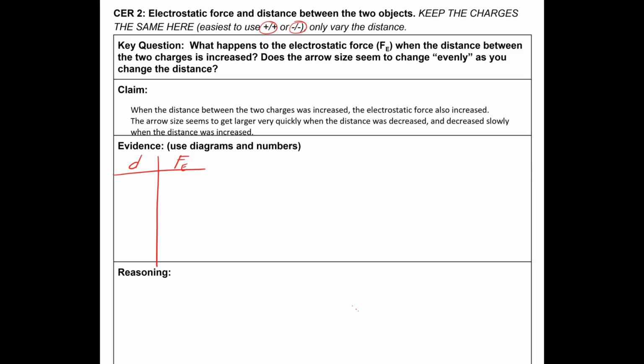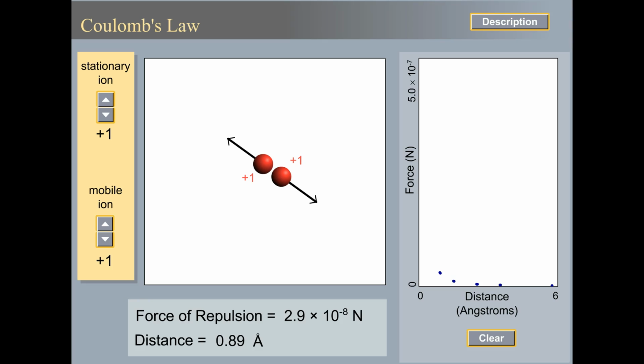So let's go back to our screen. Alright, so let's take a snapshot of this. So 0.89 angstroms is our distance, and our force of repulsion is 2.9 times 10 to the negative 8th. Let's go write that down. Alright, and so now we're going to pick a different distance.